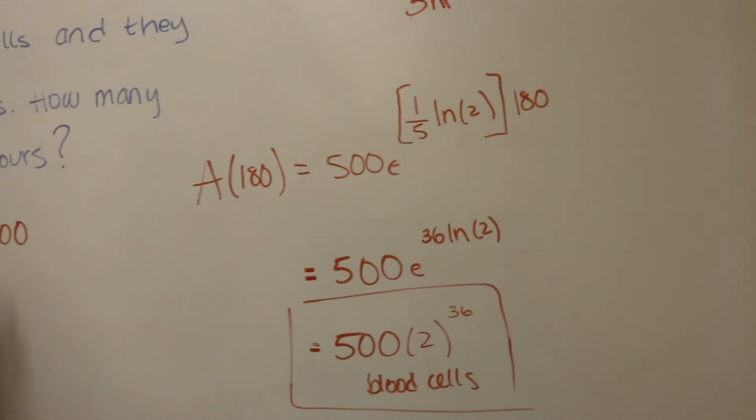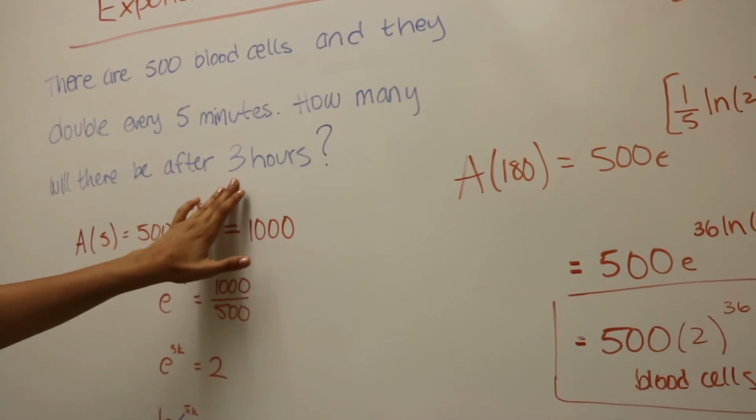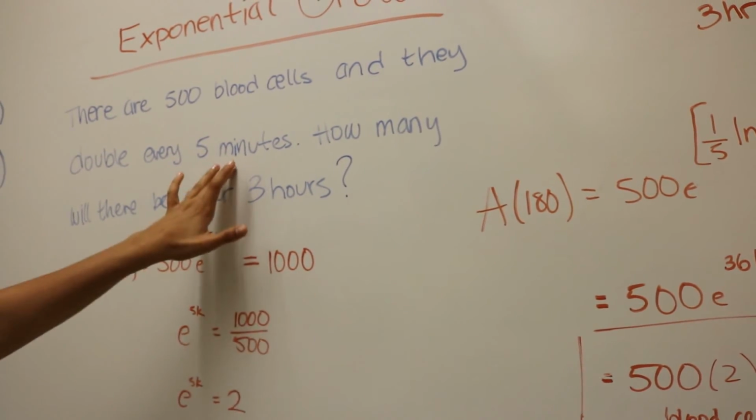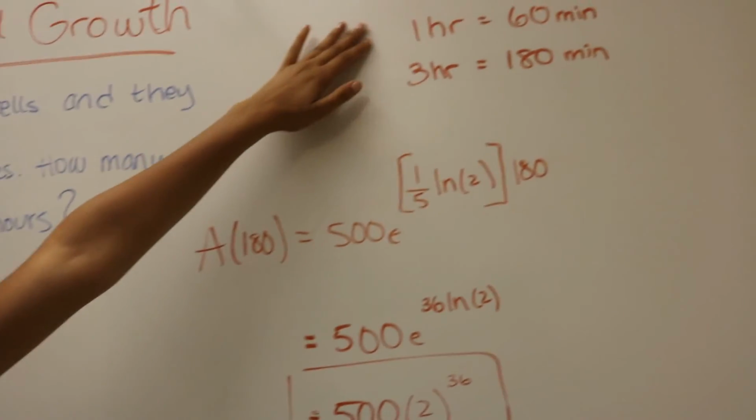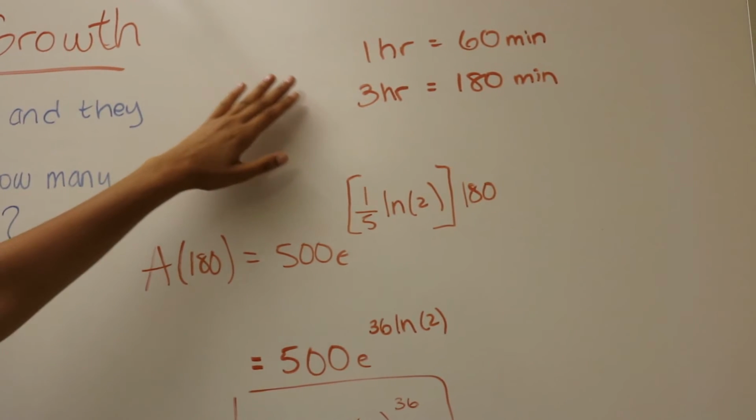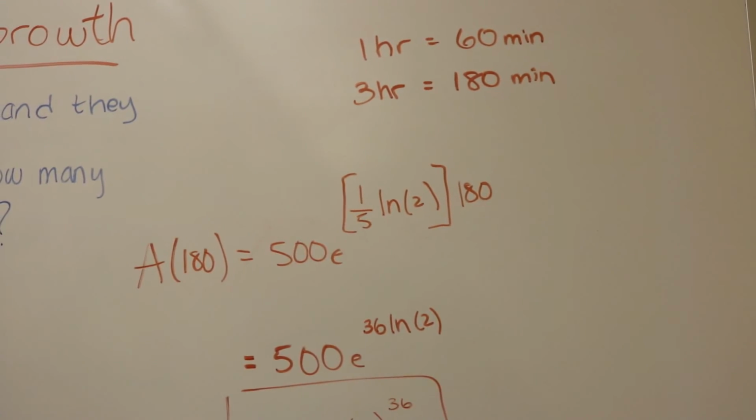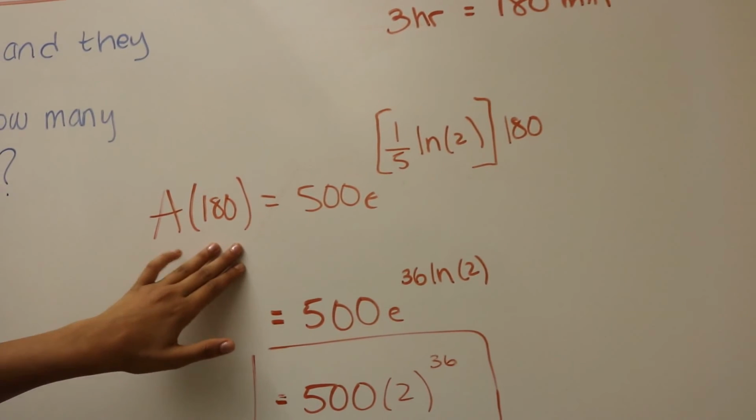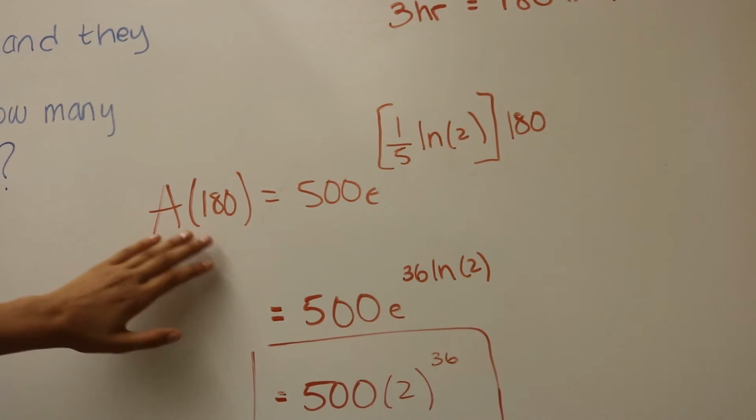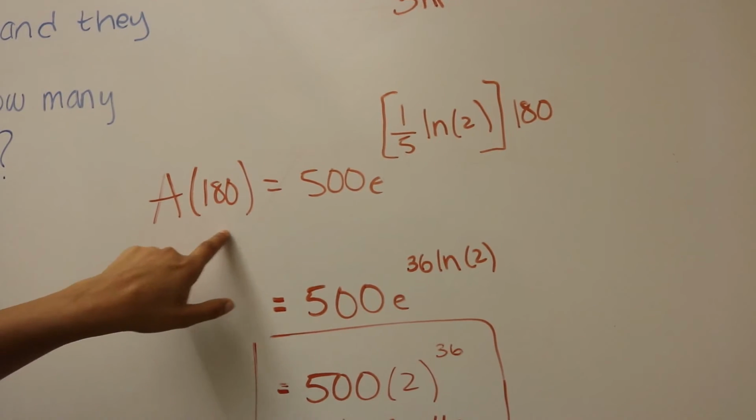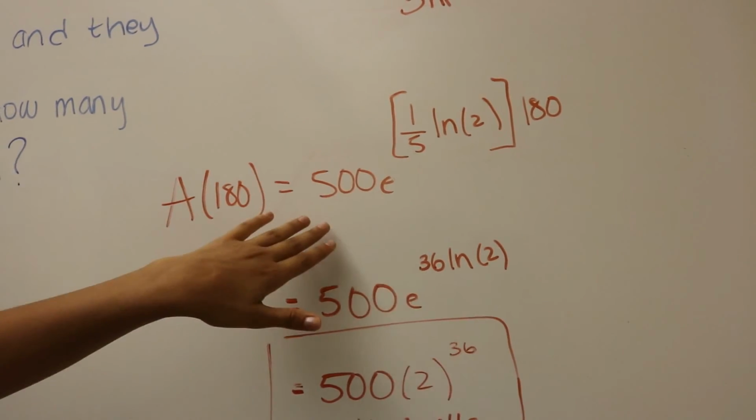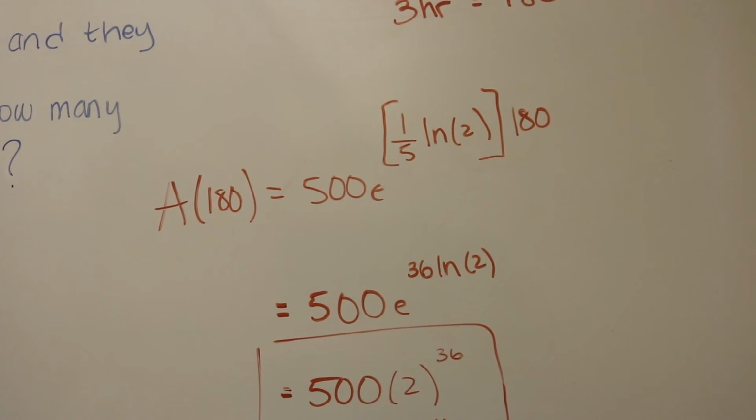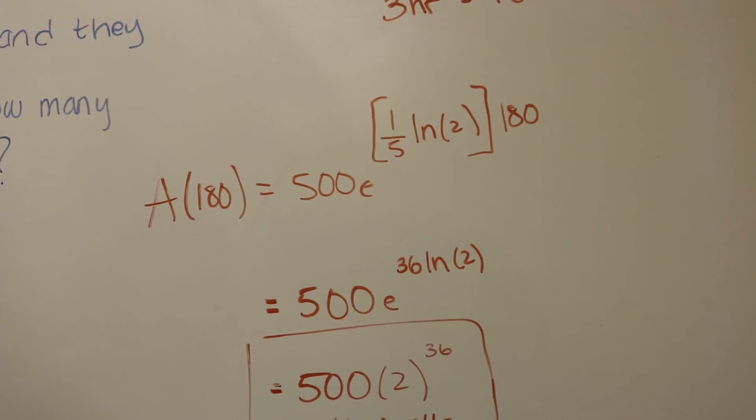What our problem is asking is how many will there be after 3 hours. Since our hours conflict with our minutes, we're going to convert hours to minutes. We know there are 60 minutes in 1 hour, so we multiply by 3, and it's 180 minutes in 3 hours. We're going to add it here. So A(180), because t is time, equals 500, the original amount, times e to the power of our k, which is natural log 2 over 5.